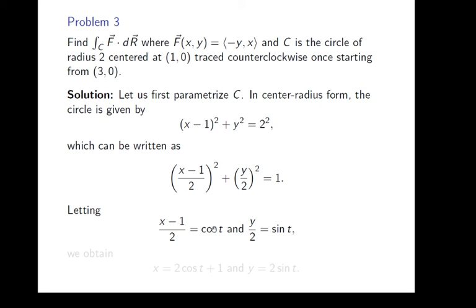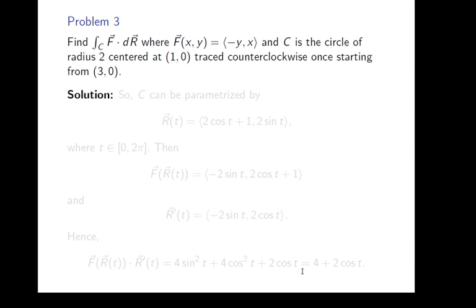Observe that when we square cosine t and square sine of t and add the two results, we will get 1. Now, with this representation, solving for x and y, we obtain that x is equal to 2 cosine of t plus 1 and y is equal to 2 sine of t. So the curve C can be parameterized by r of t equal to (2 cosine of t plus 1, 2 sine of t), where t runs from 0 to 2 pi.